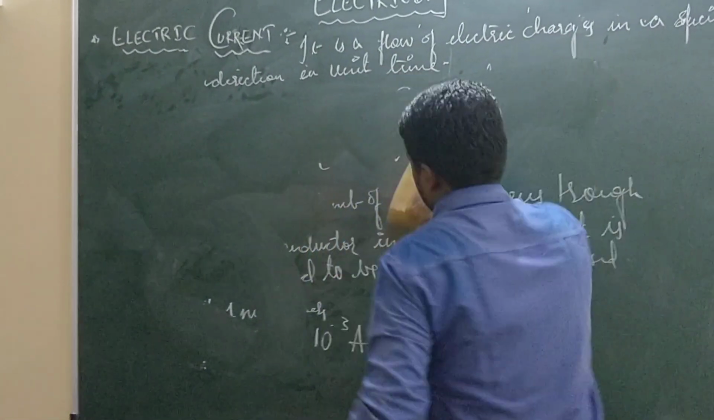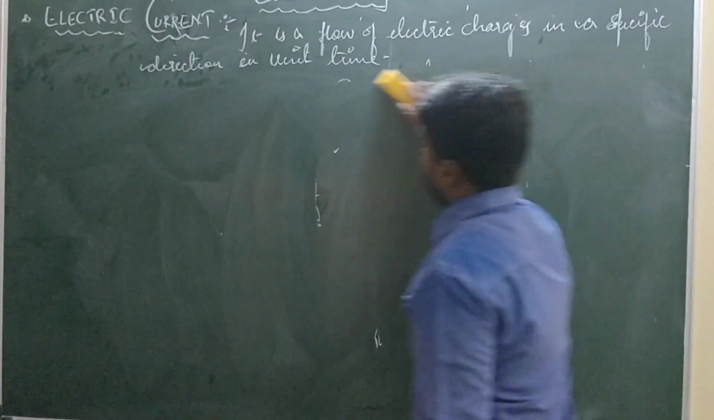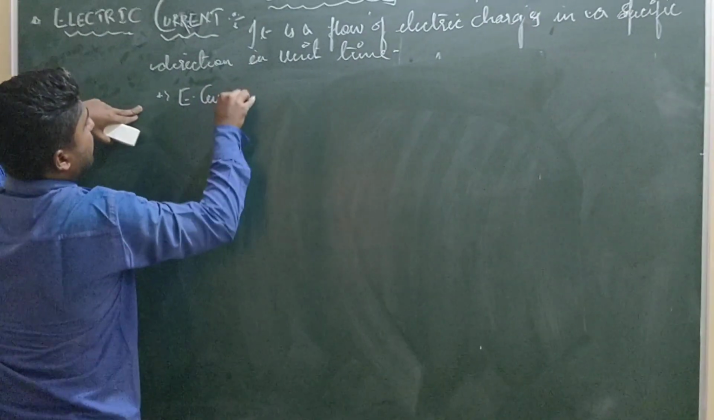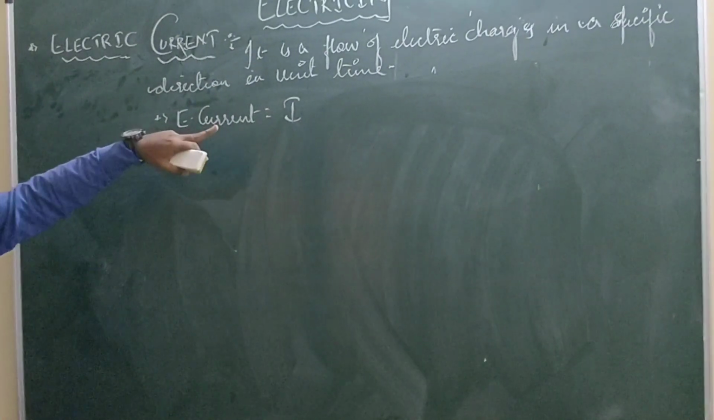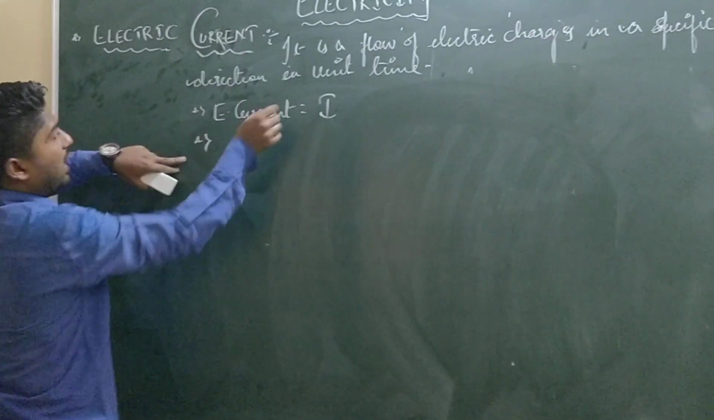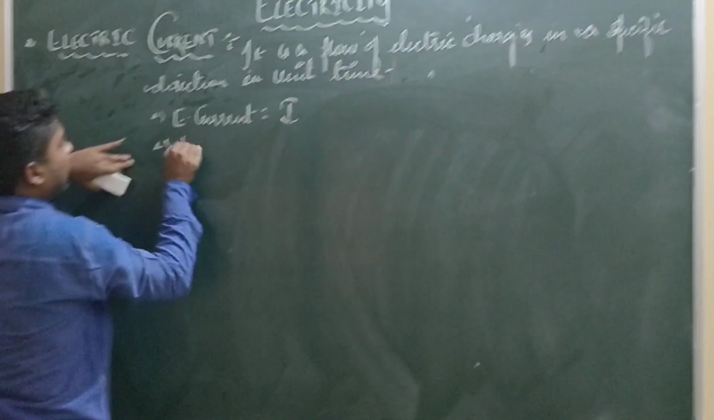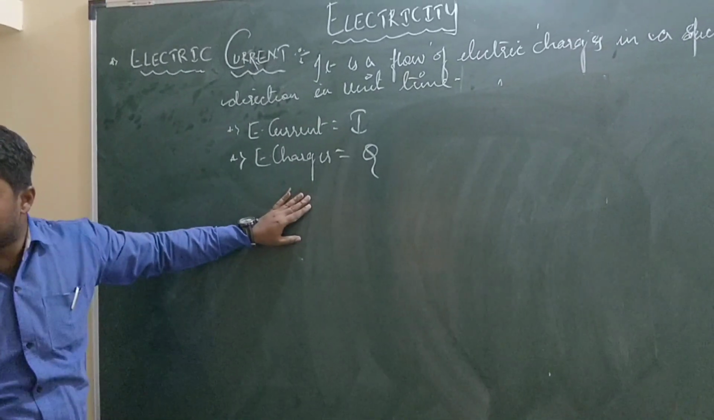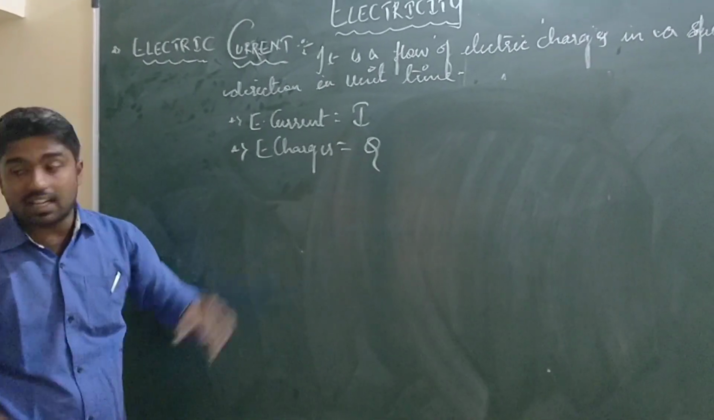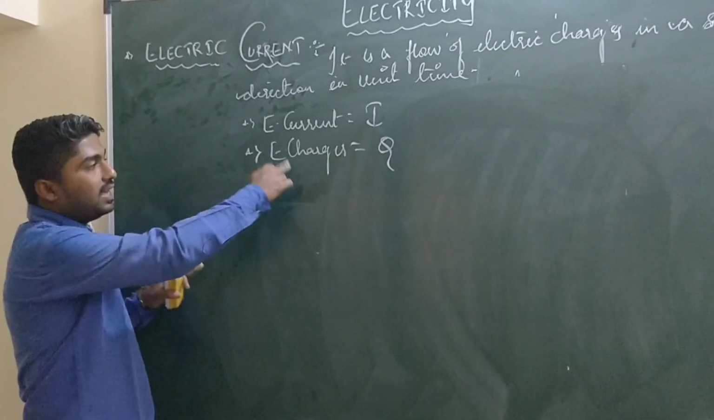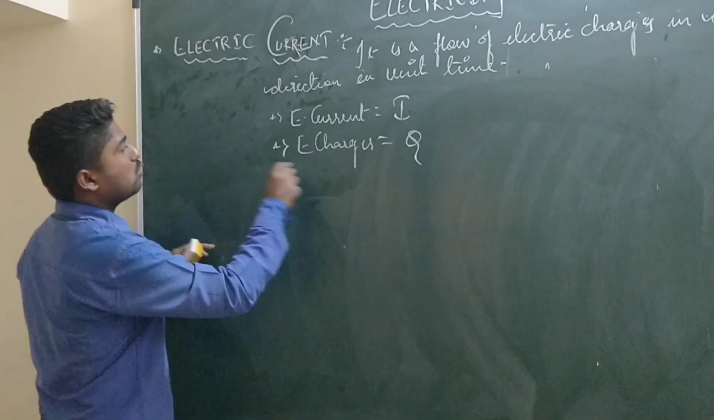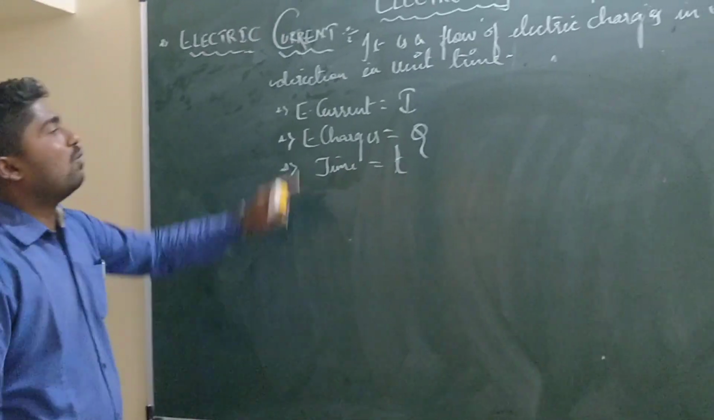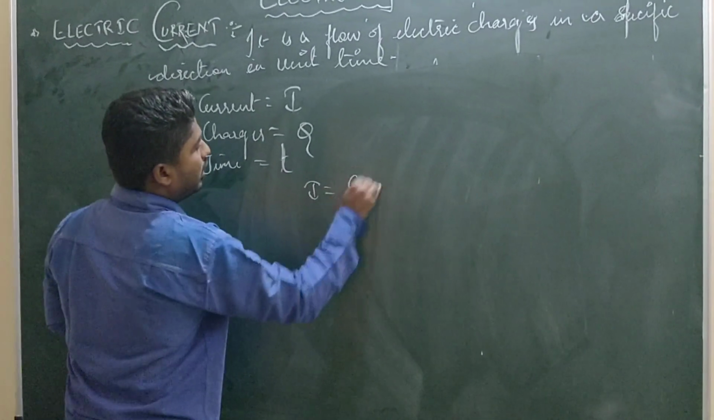It is very simple, just listen to me. Electric current is denoted by capital I, and electric charge is denoted by Q. Guys, remember, the SI unit of electric charge is coulomb, denoted by C, but here electric charge is denoted by Q. Okay, next, time is equal to T. The formula we get here is I is equal to Q by T.